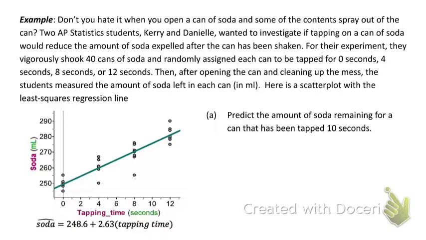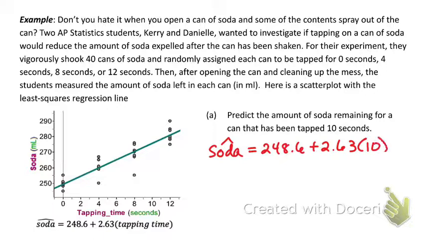So that's how I can do it if I can use the graph. But if I don't have the graph and I only have the equation, I would need to use the equation. So what am I going to do with this equation? And how am I going to use it, Rahul? By plugging in 10. Good. I'm going to plug in 10 for the tapping time. So soda hat equals 248.6 plus 2.63 times 10.